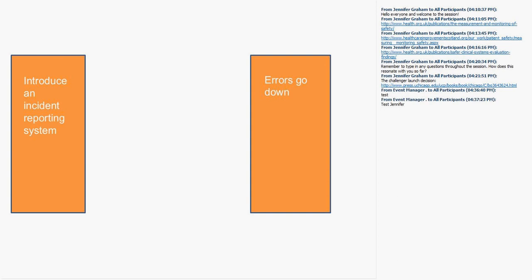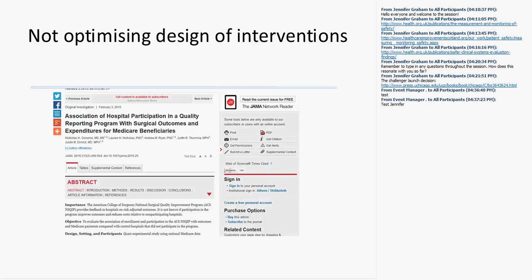Too often what we see is people say we're going to introduce an incident reporting system, and their assumption is that errors will go down, but it's not clear what is linking one to the other. So you need to have a clear theory that links why making that intervention would result in the outcome you want. Often we see policy interventions that don't understand the need to engage in theory, and too often we see frontline teams do the same thing.